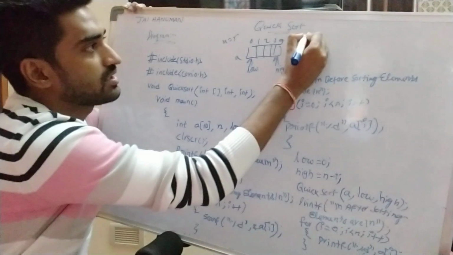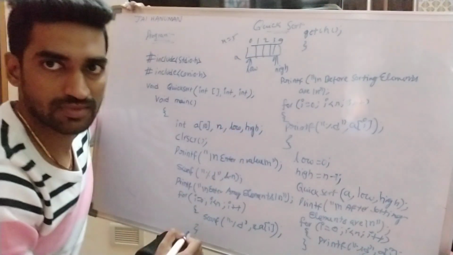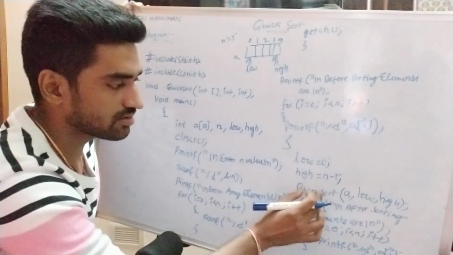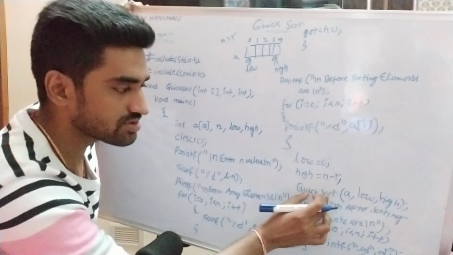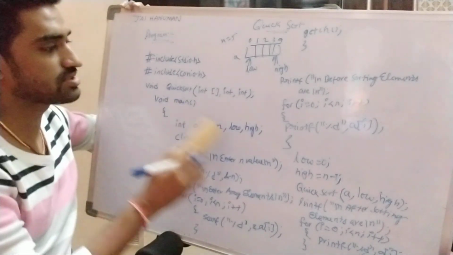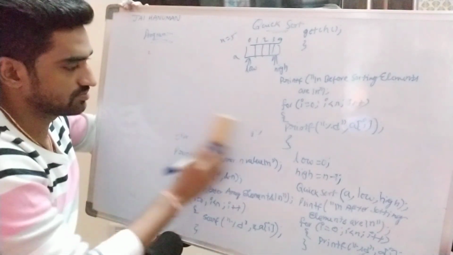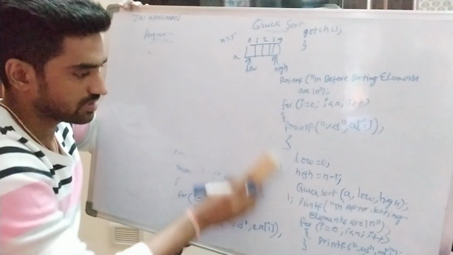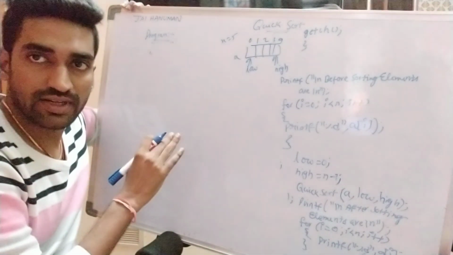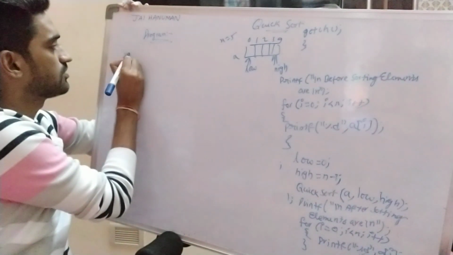Then I am writing getch. So here I am calling the quicksort function, right? Here I am writing the general function definition for this quicksort. What are the arguments that are present in the quicksort function? Lower boundary value, higher boundary value, array, right? So here I am writing the function definition.